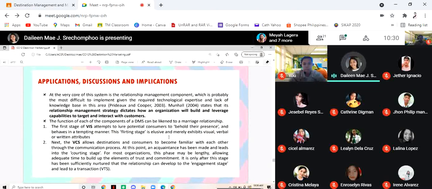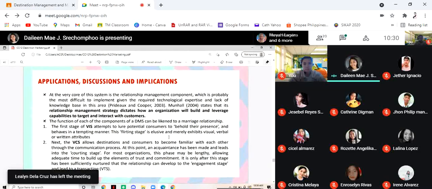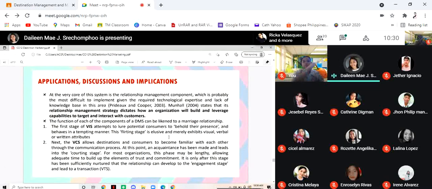The first stage of the DMS components, VIS, attempts to lure potential consumers to behold their presence and behave in a tempting manner. VIS daw is also known as the flirting stage kasi dito mo parang ini-entice yung mga consumer na tingnan yung mga information dun sa website nyo. Verbal man or written attributes.